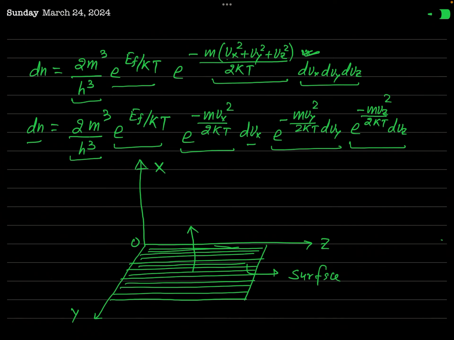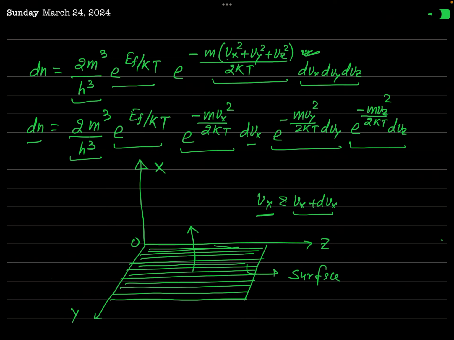Now our aim is to find the number of electrons per unit volume ejecting in the x direction, whose velocity in the x direction lies between Vx and Vx plus dVx, irrespective of its velocity in the y and z direction. It means in the y and z direction, velocity will have all possible values. But in the x direction, we are talking about only those electrons whose velocity lies between Vx and Vx plus dVx.